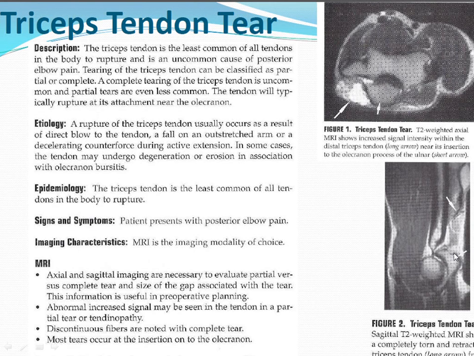So this can be a partial tear or complete tear. MRI is going to be really helpful to tell whether this is something that has to be surgically repaired. Once again, very, very similar to the biceps tear, just on the other side.